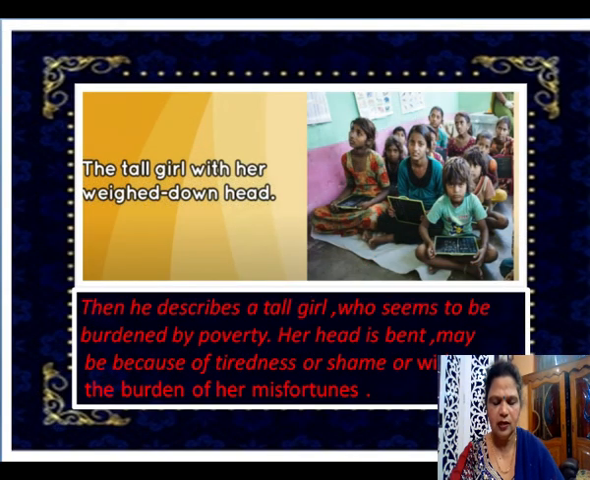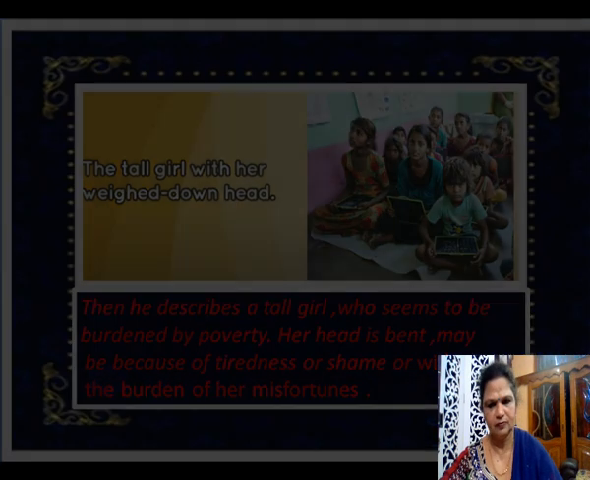The tall girl with her weighed down head. Now the poet Stephen Spender describes a tall girl who is also sitting in the classroom but who seems to be burdened by poverty. Her head is bent, weighed down means bent. It may be because of tiredness or shame or with the burden of the misfortunes which they are facing, which is the lot of their life, their destiny forever.